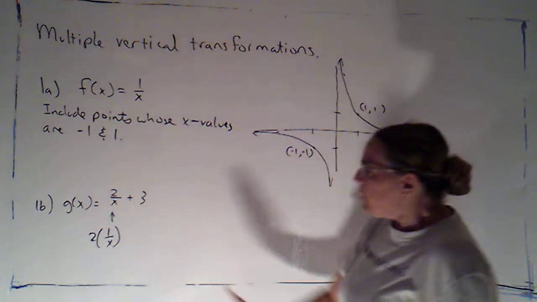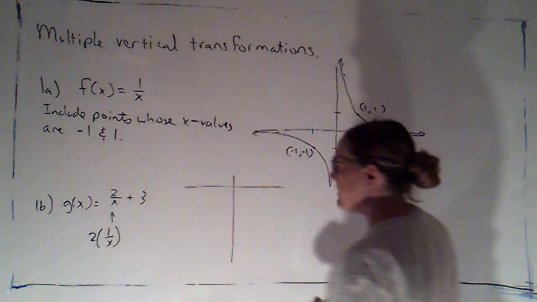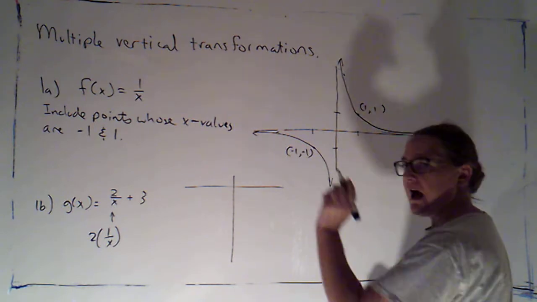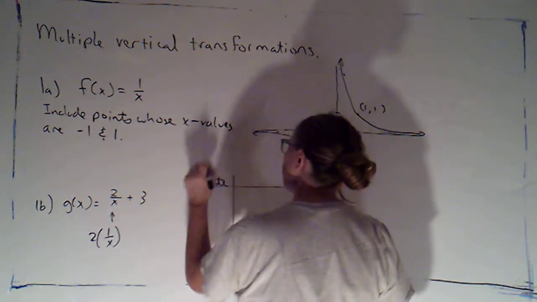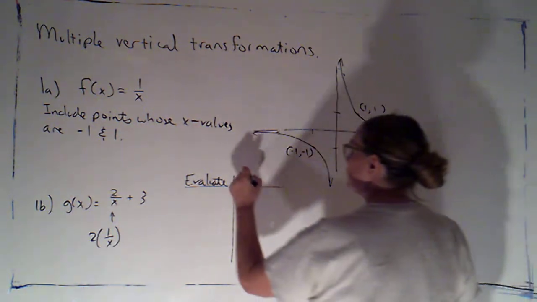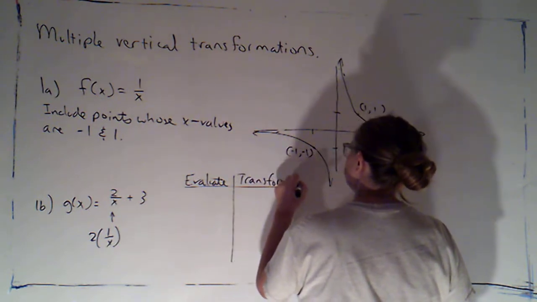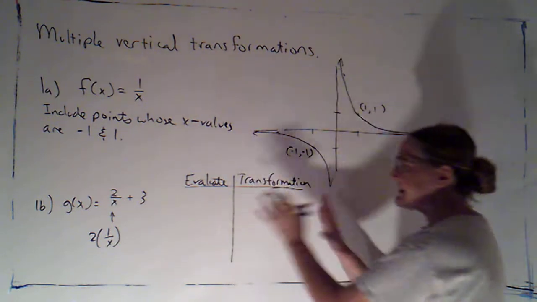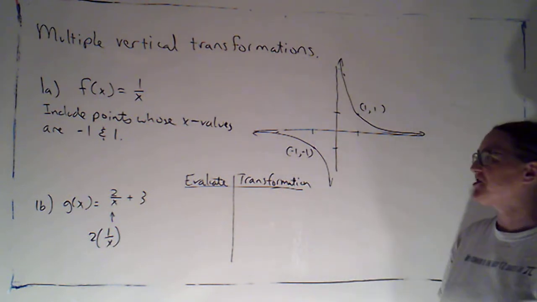What I'm going to do is create a little table here, but not a table of values. I'm going to list what I would do in evaluating the function. If I took an x value, what would I do to that x? And then I'm going to list the corresponding transformation. And that's going to help me keep track of what order I'm going to do the transformations in.